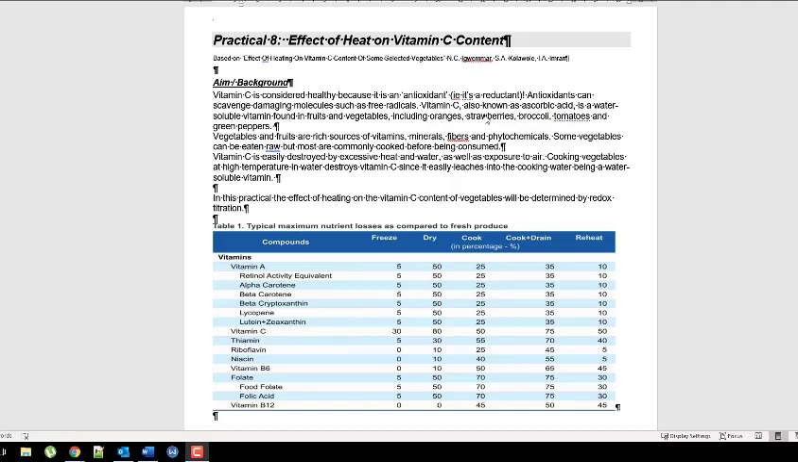Hi, welcome to Prac 8. In this Prac, we're going to be looking at the effect heat has on the vitamin C content of various foods. So we've got some background here on vitamin C.